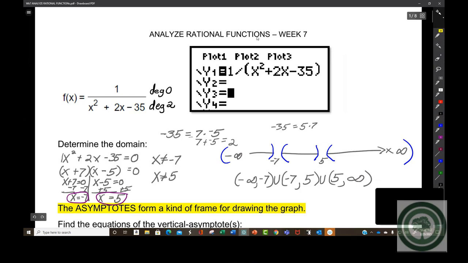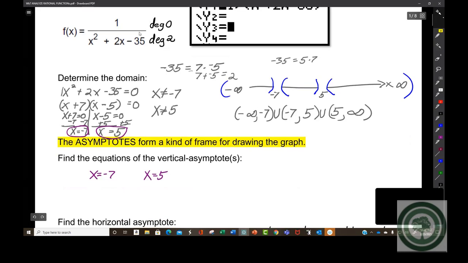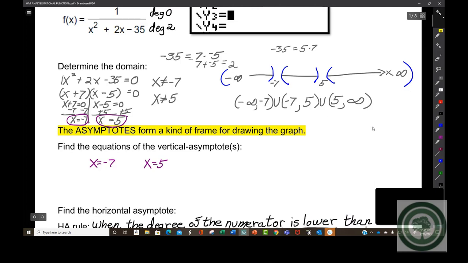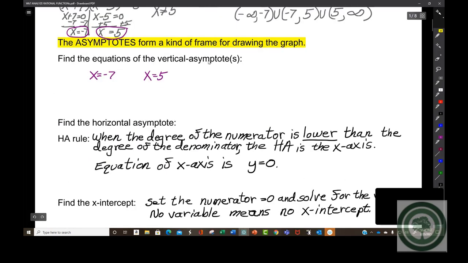We analyzed rational functions by finding the domain. To do that, you set the denominator equal to zero and solve for x. Whatever answers you get are the numbers that you take out of the domain, and your domain is everything else, which is what this says. The equations of the vertical asymptotes are x equals the numbers that have to be taken out of the domain. Usually, with some exceptions that I tried to not run into.